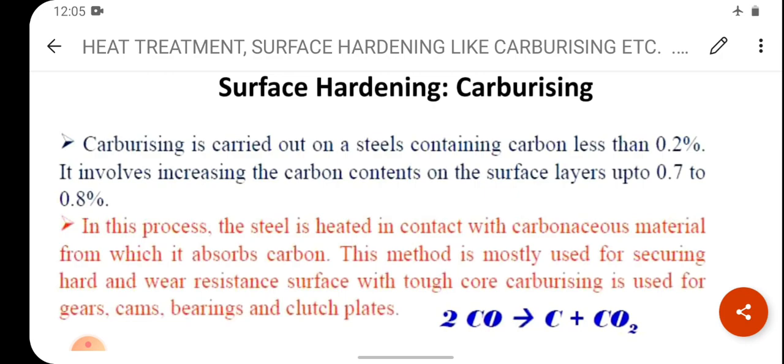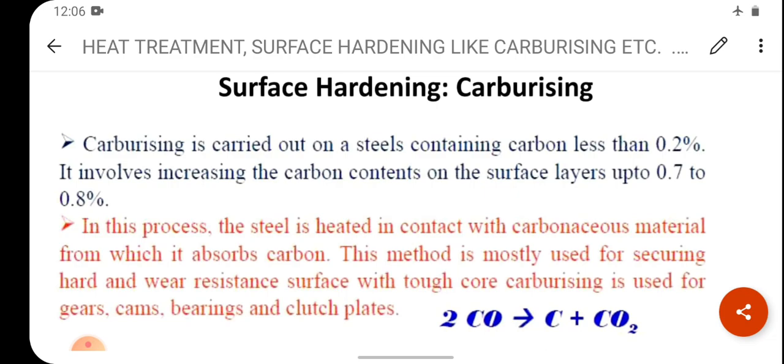In this process, the steel is heated in contact with carbonaceous material from which it absorbs carbon. The object will absorb carbon from the carbonaceous material. This method is mostly used for securing a hard and wear resistant surface with a tough core. Clear? What type of surface do we need? Hard and wear resistant, with the toughest core. The core will remain tough.